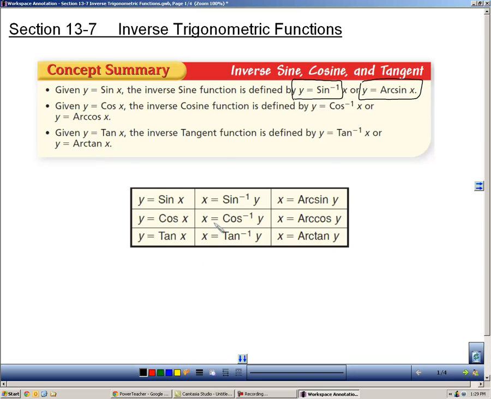Down in this table you'll find three values that all are equal. Y equals sine of x is the same as x equals inverse sine of y, and that's the same as x equals arc sine of y. And the same goes for cosine and tangent.